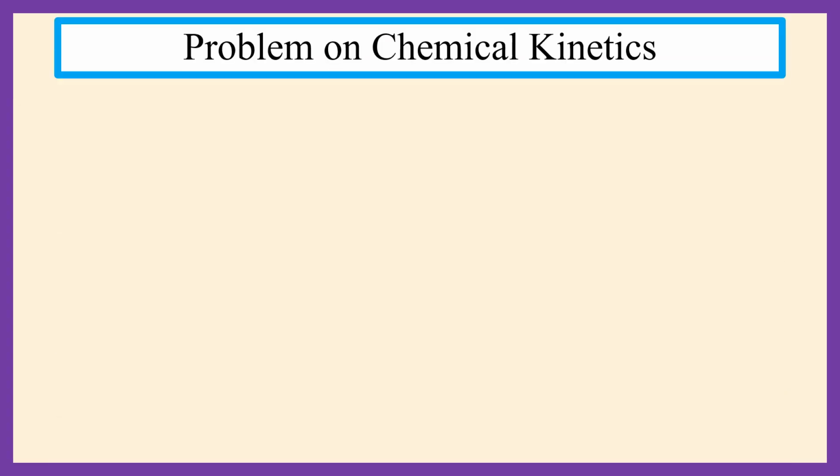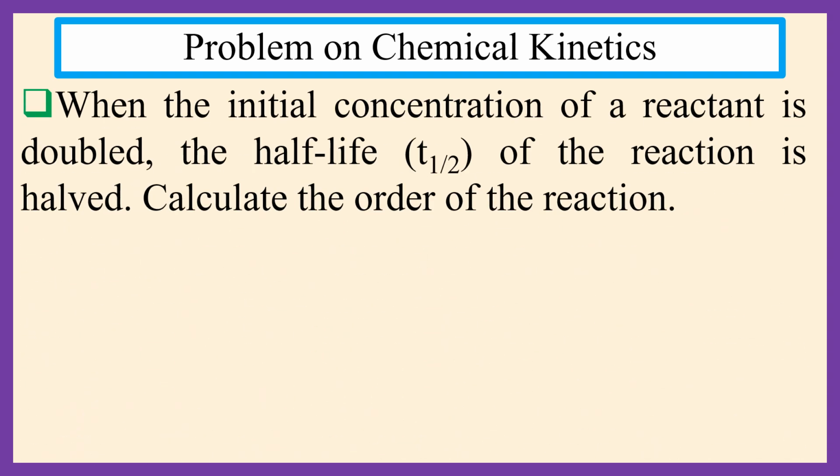Welcome everyone. Problem on chemical kinetics. When the initial concentration of a reactant is doubled, the half-life, that is T half of the reaction, is half. Calculate the order of the reaction.